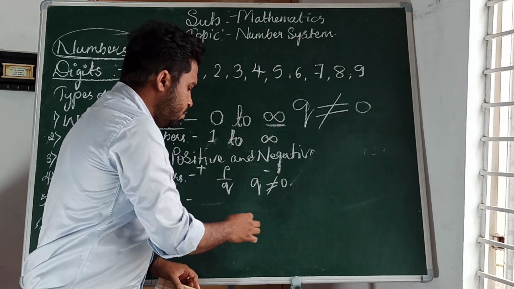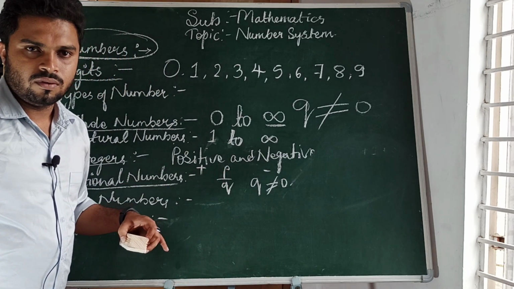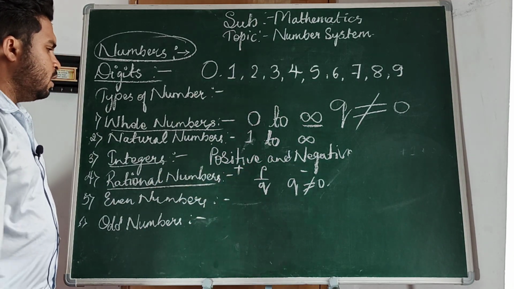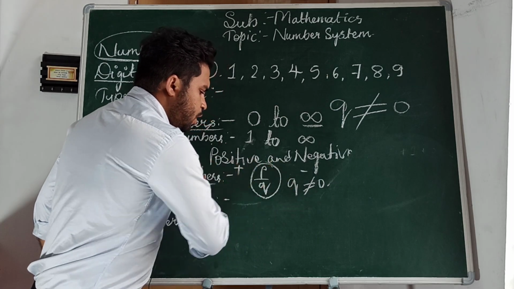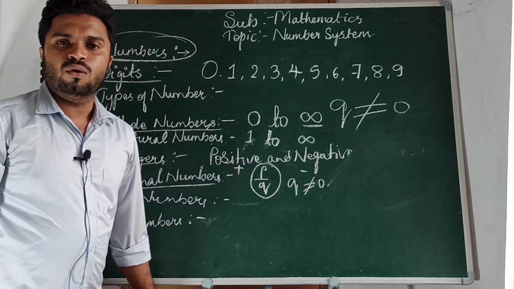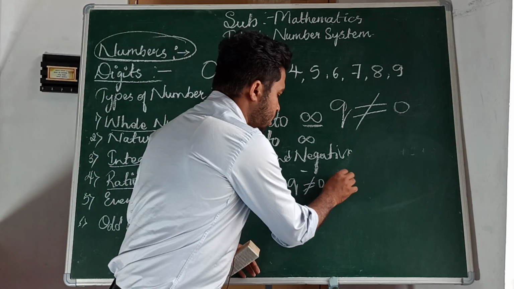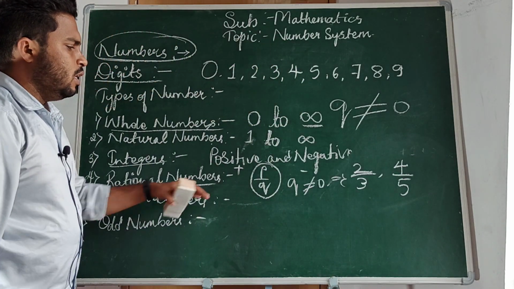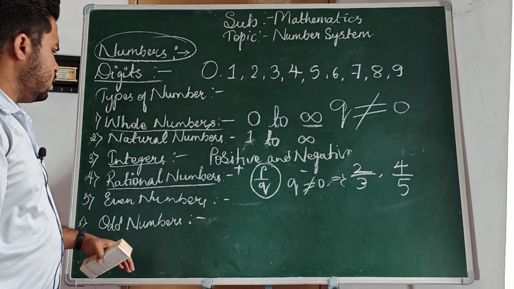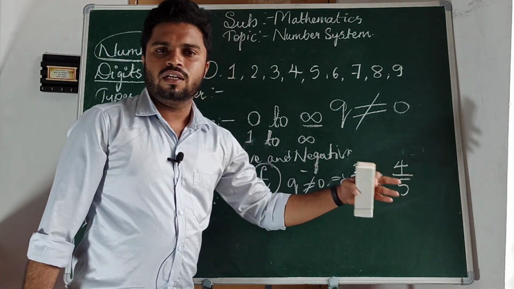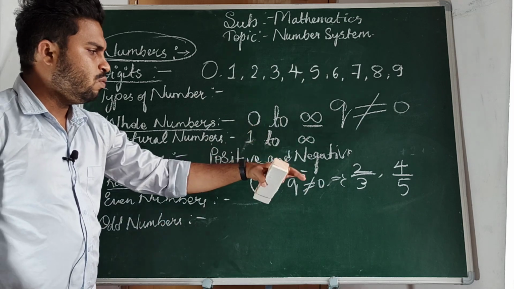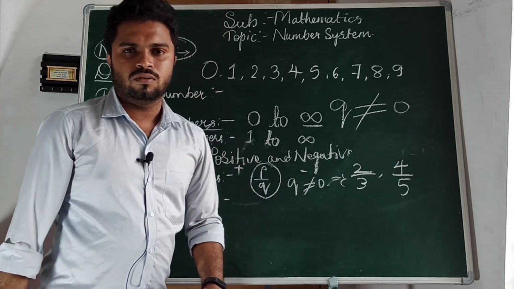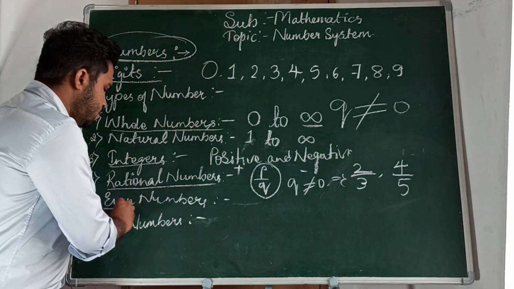That is, in the denominator you won't get 0. This is called rational numbers. What are rational numbers? The numbers that come in the form of p by q, where q is not equal to 0. Examples are 2 by 3, 4 by 5, etc. This is in the form of rational numbers. You will get this representation in some other lesson. This is nothing but the fraction part. We can represent it as a fraction also.